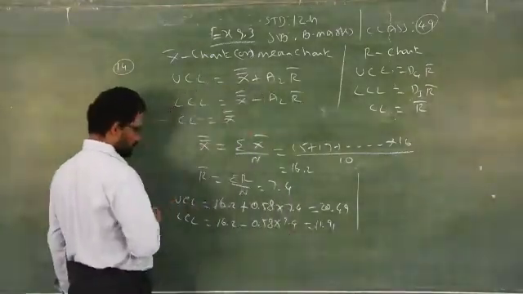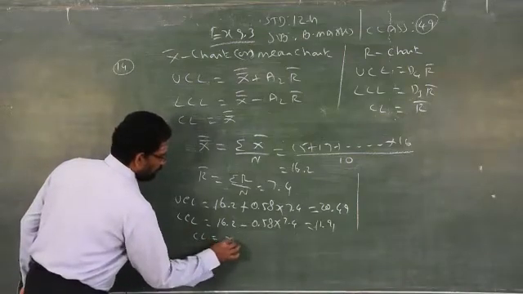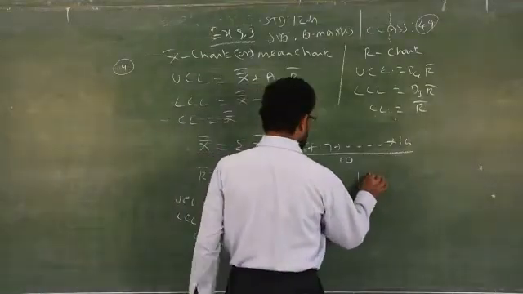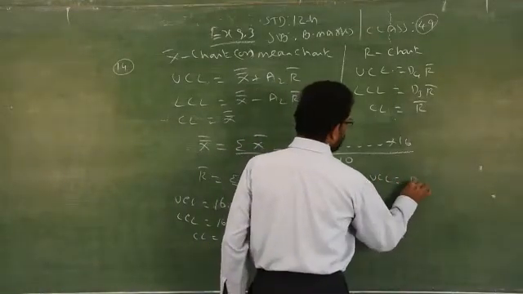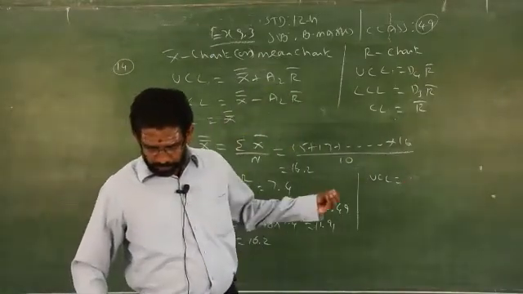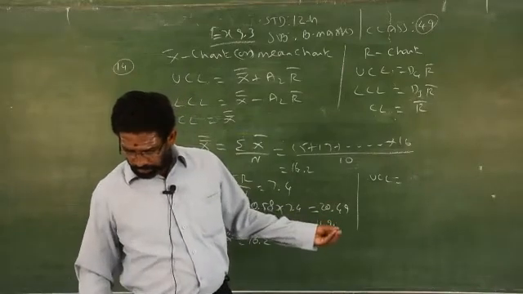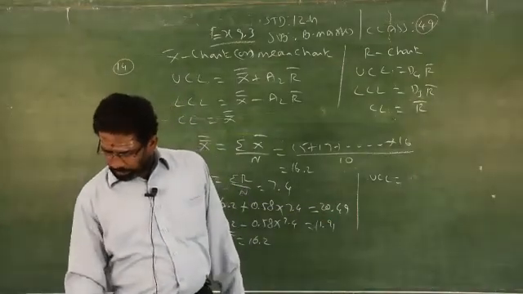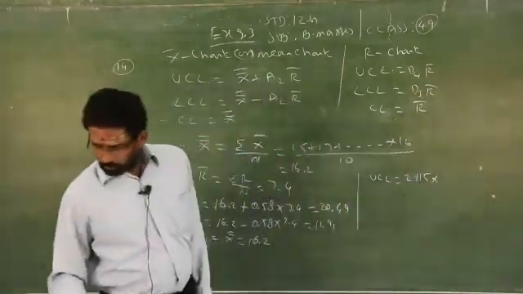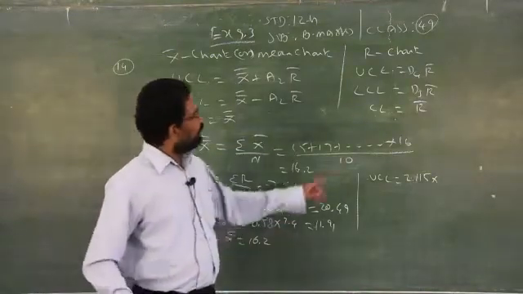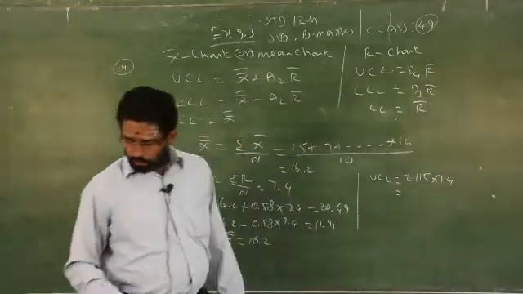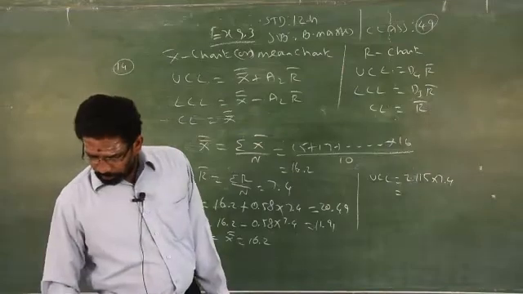Similarly, this is for the X bar chart. CL is nothing but X double bar, that is 16.2. Similarly for the R chart, UCL is equal to D4 R bar. That is the formula to find UCL for the R chart. Clear? The value for D4 is given: 2.115 into R bar. R bar we found already, 7.4. What will be the answer? UCL is 15.65.